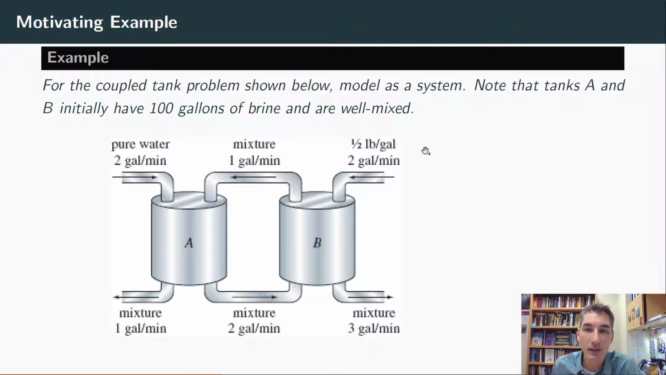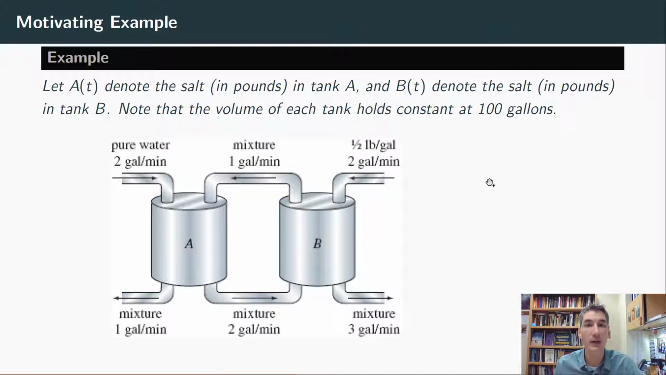And this is the interesting term right here, 1/2 pounds per gallon, 2 gallons per minute. So you're going to add 1 pound per minute of salt into tank B. And that is the non-homogeneous term. It's a forcing term of 1 pound per minute of new salt that's external to the system coming in. So that's your forcing term. And that's what we want to learn how to handle in this section. Okay, so how do you do that?